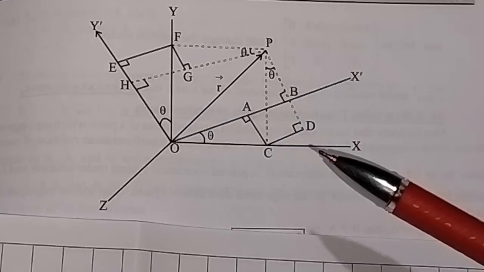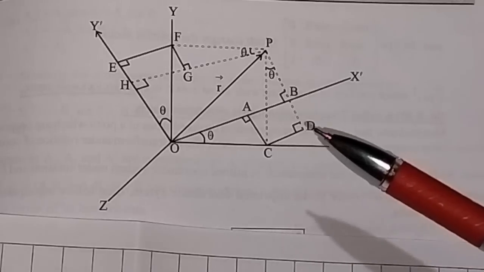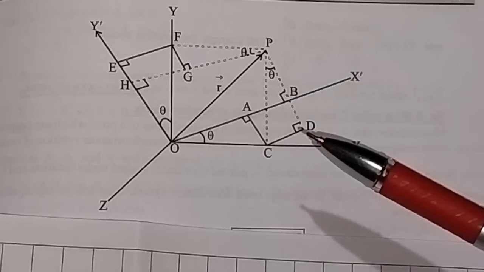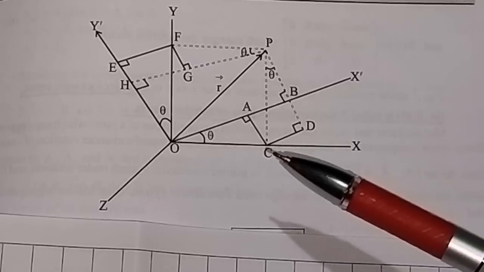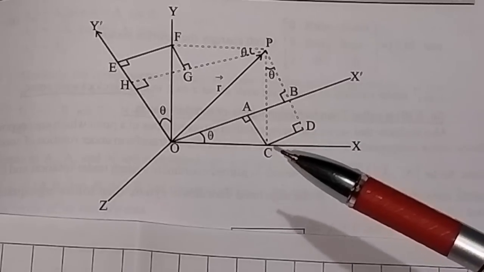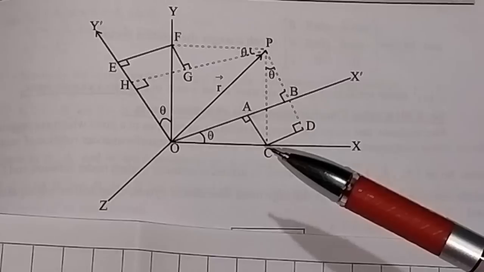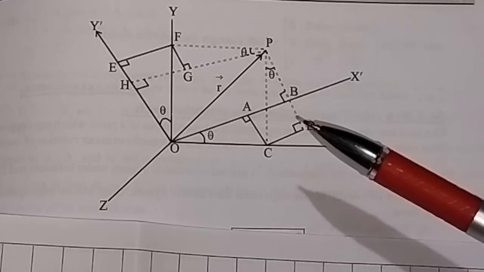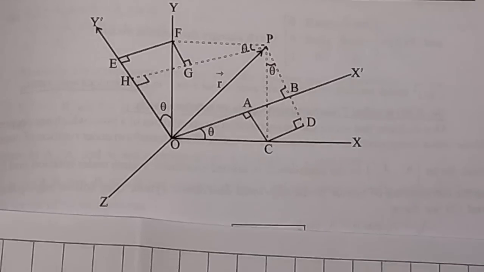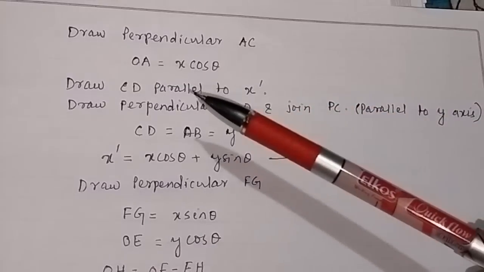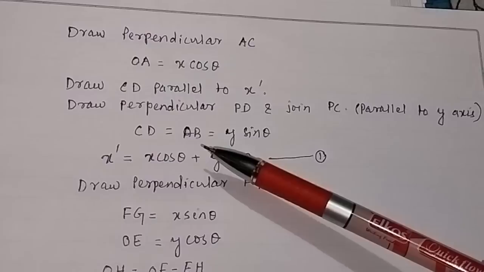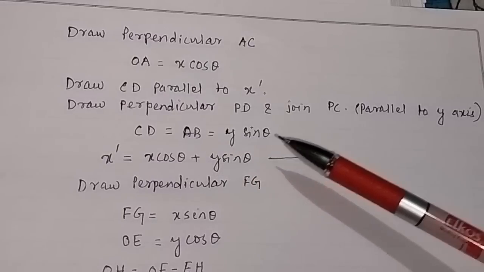Then what will be CD? You see, in this right angle triangle, what will be CD? CD will be equal to y sin theta. This CD will be equal to AB, which is equal to y sin theta. So you have OA equal to x cos theta, and CD, which is equal to AB, equal to y sin theta.